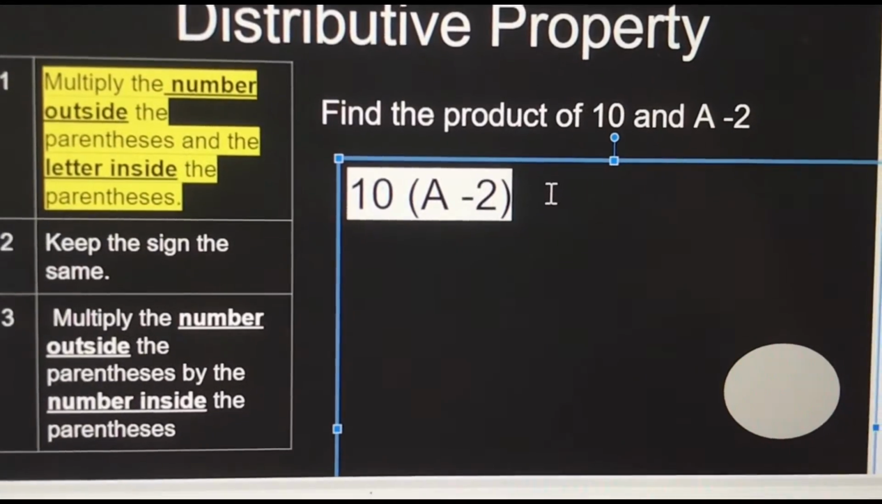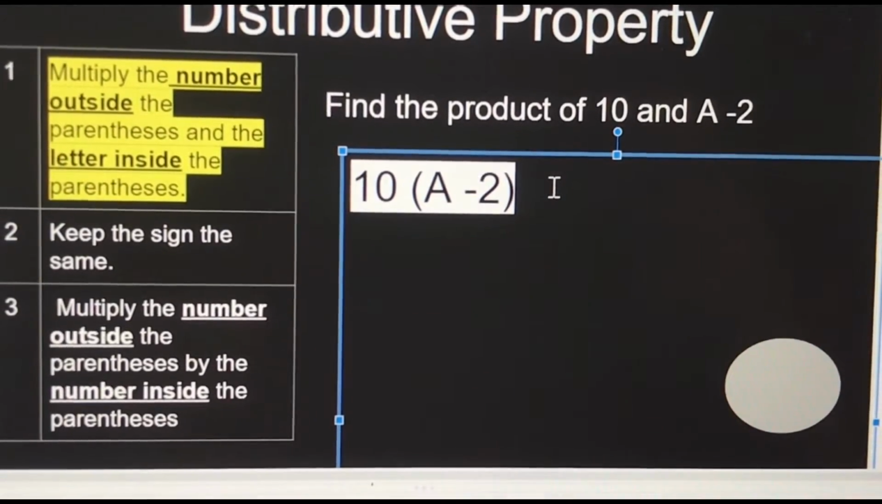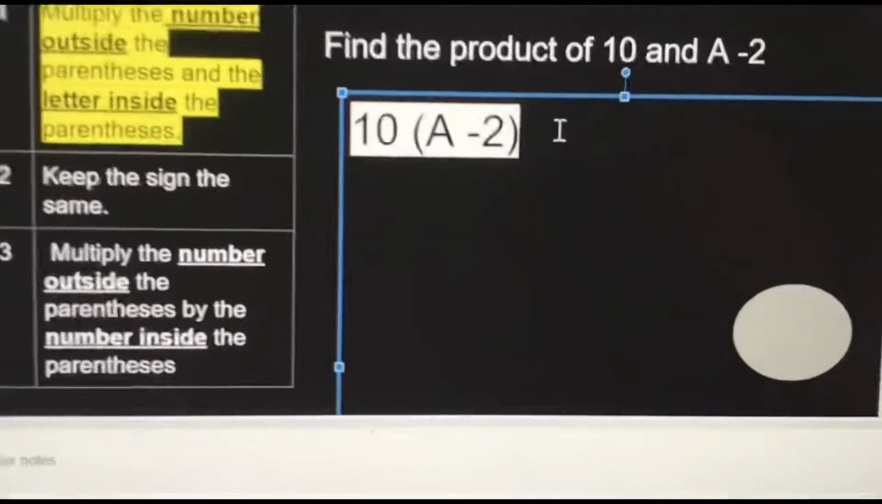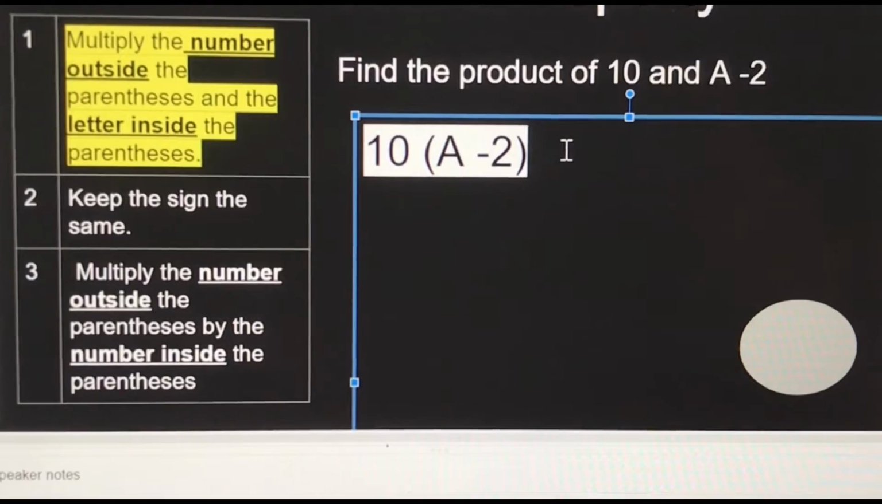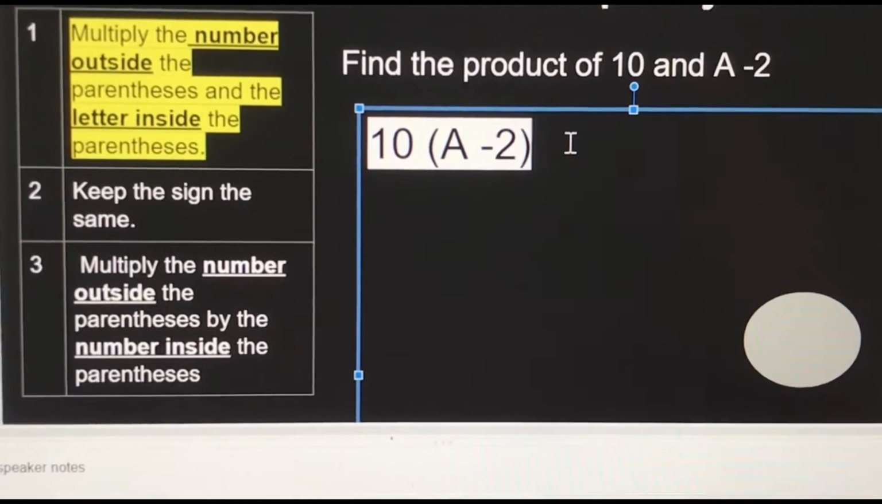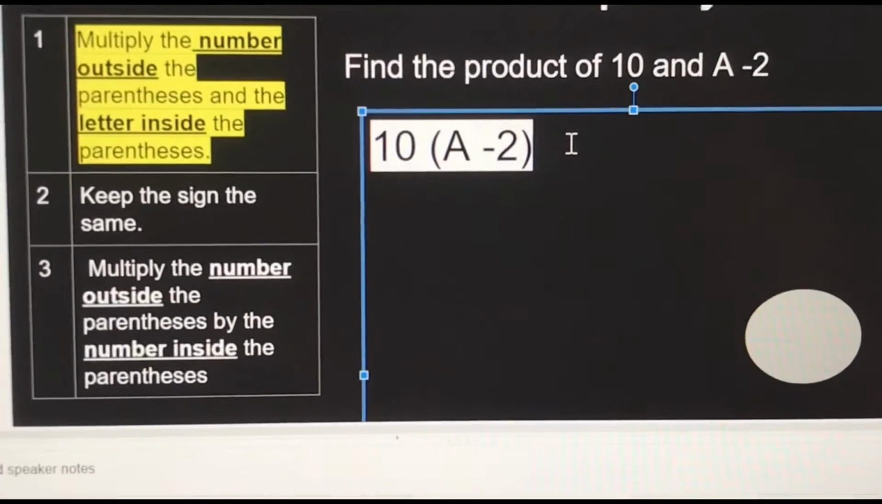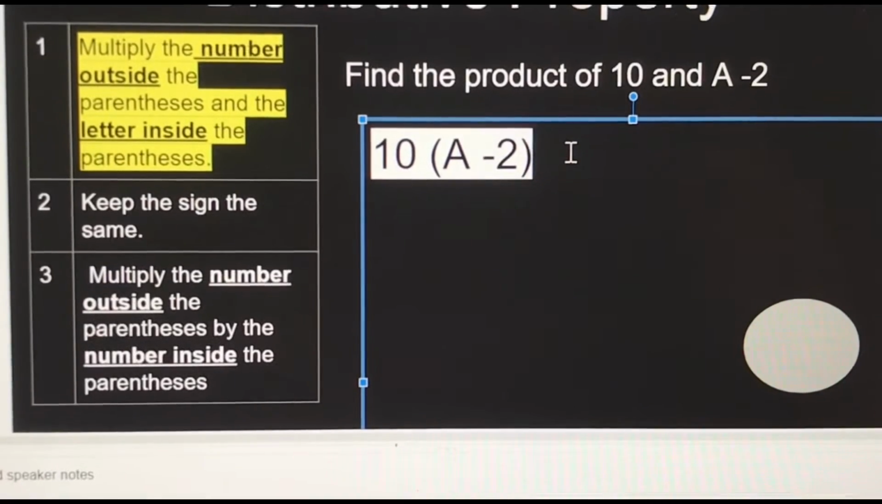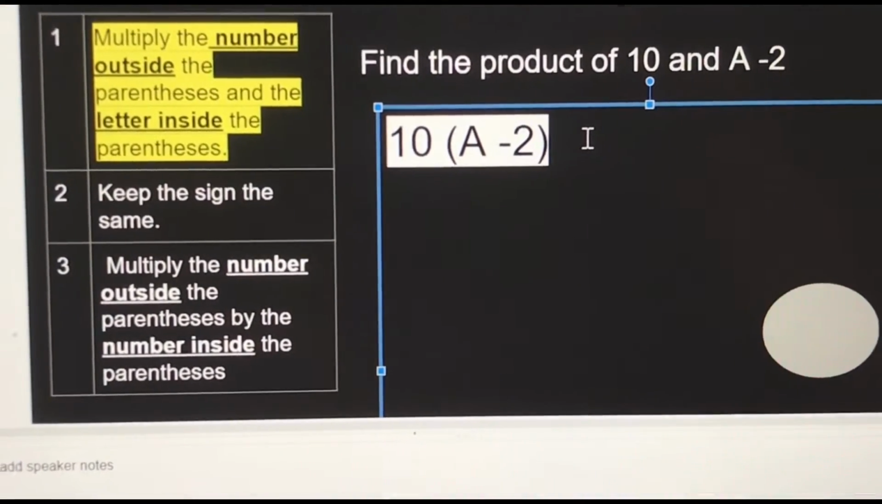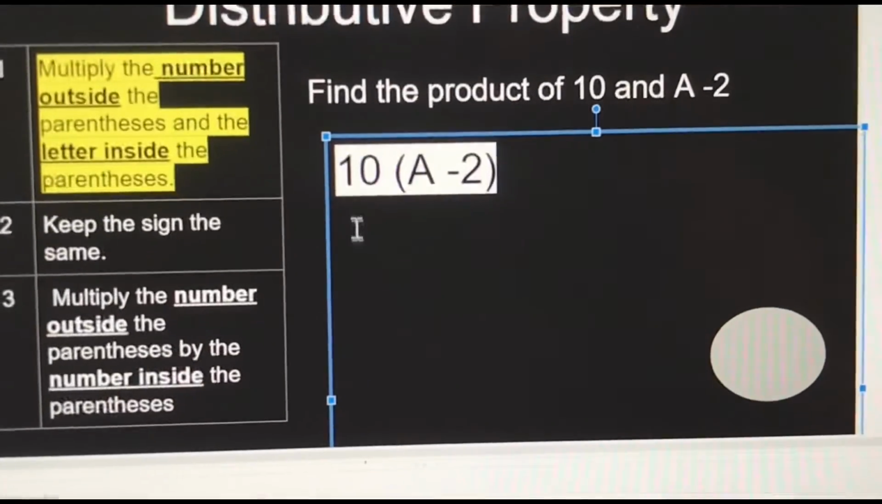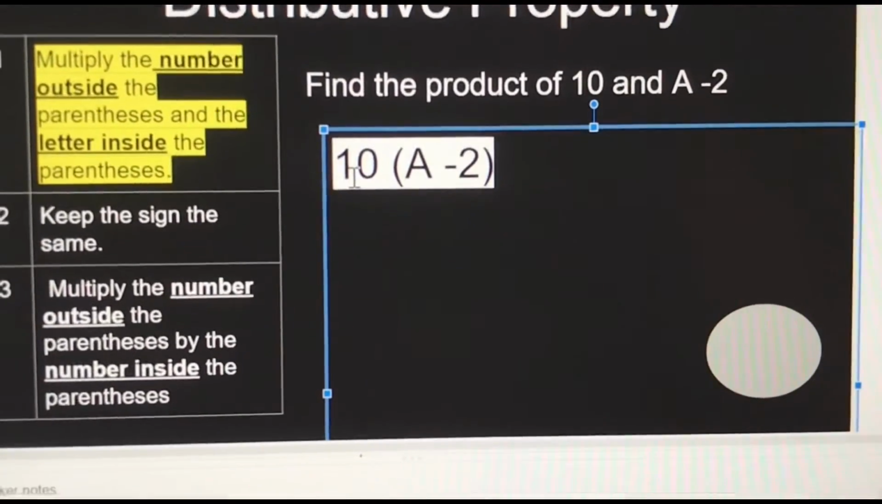All right, ladies and gentlemen, now I'm going to do a second example problem. So remember, the letters and numbers inside the parentheses are the property of the number outside the parentheses. When you see letters and numbers in parentheses, that means to multiply. We're going to multiply the number outside the parentheses by the letters and numbers inside the parentheses.